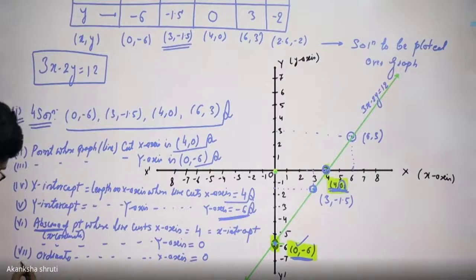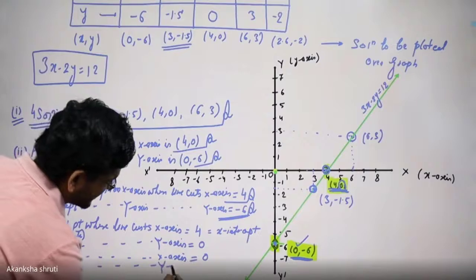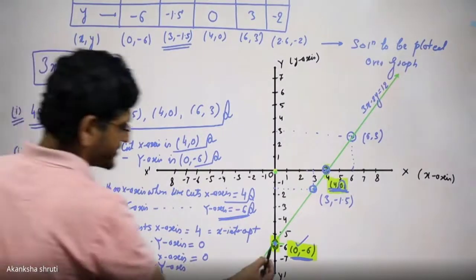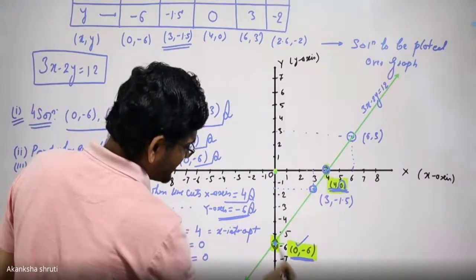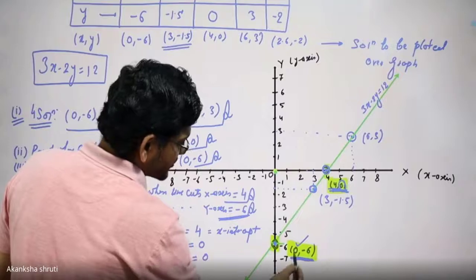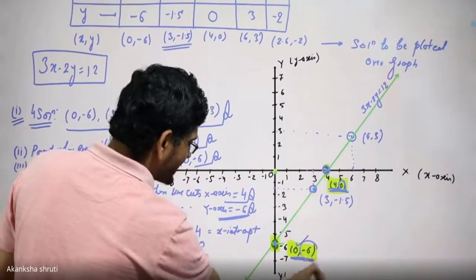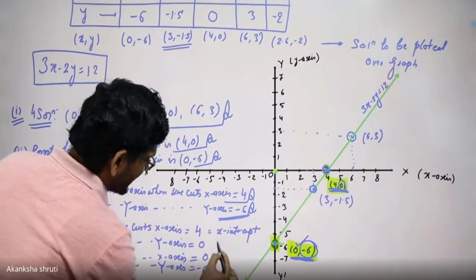The next one is the ordinate of the point on the y-axis, meaning the ordinate of the point where the line cuts the y-axis. So where the line cuts the y-axis, it is this one, 0, minus 6. Their ordinate means y coordinate, it is our minus 6. So these are the answers.